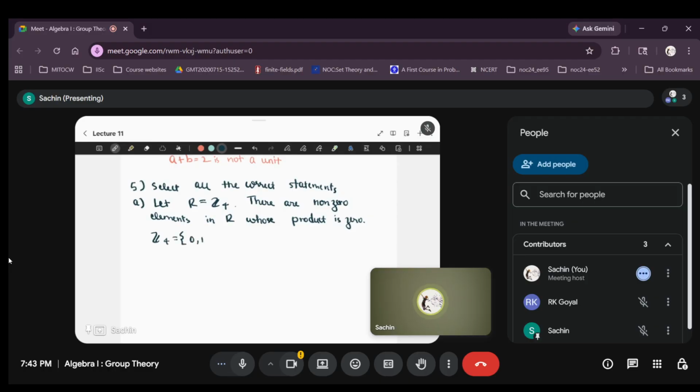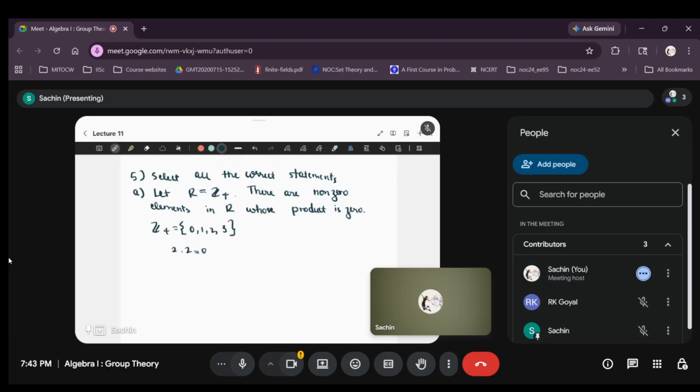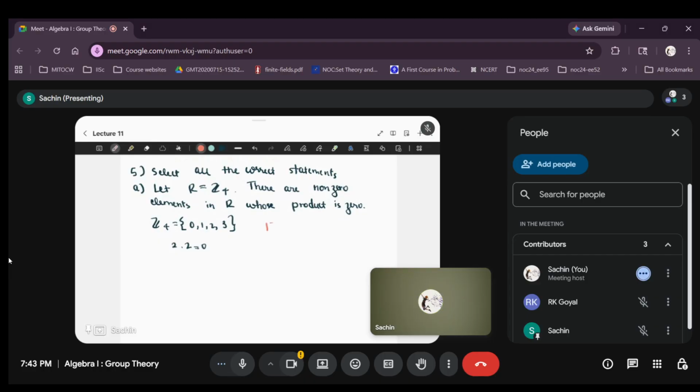Z4 is 0, 1, 2, 3. But 4 is 2 times 2. So 2 times 2 is equal to 0 under modulo 4 multiplication. But 2 is not 0. So there are non-zero elements in R, 2 and 2, whose product is 0. So this is a true statement. Is that okay?